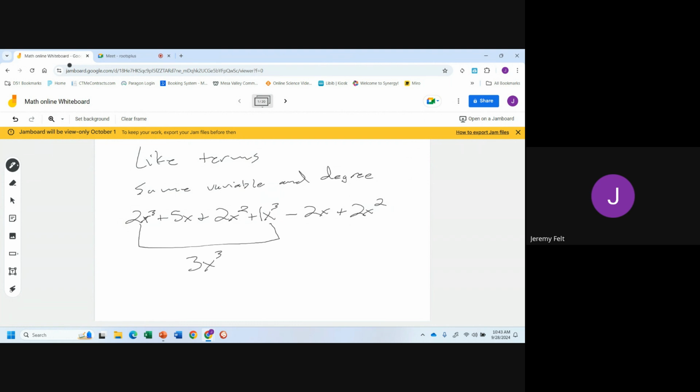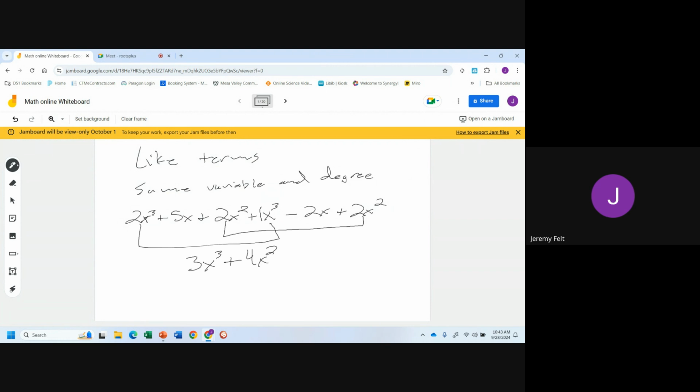Next, I want to go to my next degree. I could start with x, but we want to write them in descending order, just out of habit. Again, it's not incorrect to do it the other way, but it's just going to help us down the road. So I have a 2x squared. Where do I see another? Right here. And another positive 2x squared. So positive 2 plus 2 is 4. So 4x squared.